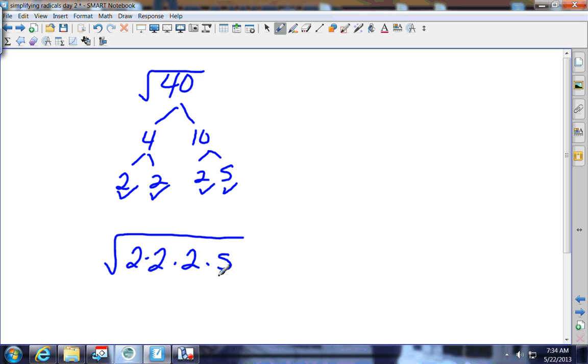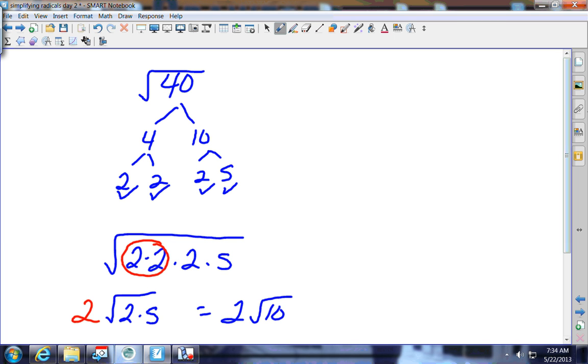How does something get pulled out of that square root sign? If there's a pair. Here's a pair, so that gets pulled out. So I get 2, and the other 2 stay inside, right? So the ones that stay inside here, we just take 2 times 5. So we're going to come up with 2 the square root of 10.